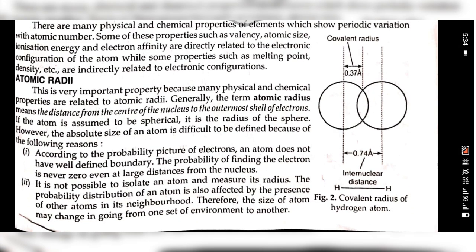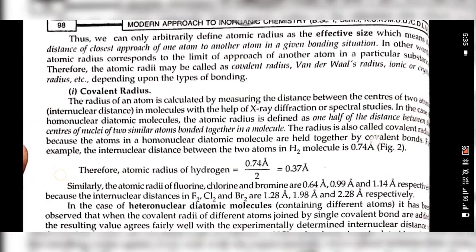According to the probability picture of electrons, an atom does not have well-defined boundaries. The probability of finding the electron is never zero, even at large distances from the nucleus. The second one is, it is not possible to isolate an atom and measure its radius. The probability distribution of an atom is also affected by the presence of other atoms in its neighborhood. Therefore, the size of an atom may change in going from one set of environment to another.